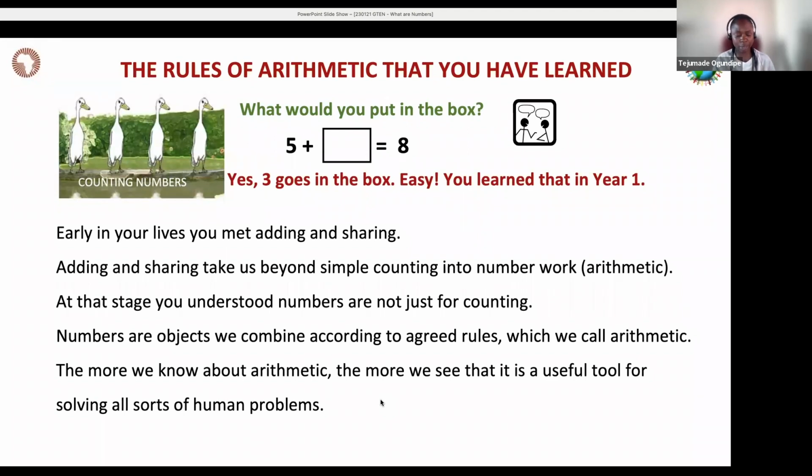When you start counting 1, 2, 3, at that level you might think it's just about counting. But when we get to adding or sharing, then you know that it goes beyond just counting. Numbers are objects we combine according to agreed rules, which we call arithmetic. You can have 3 plus 5 giving us 8. The more we know about arithmetic, the more we see that it is a useful tool for solving all sorts of human problems.